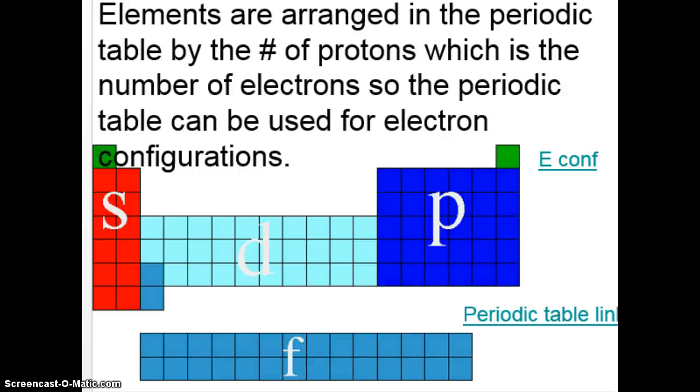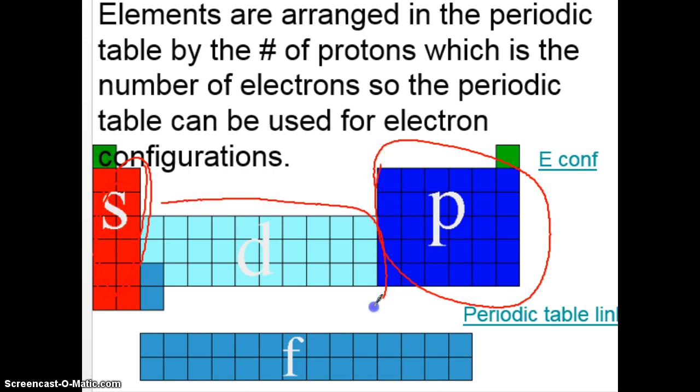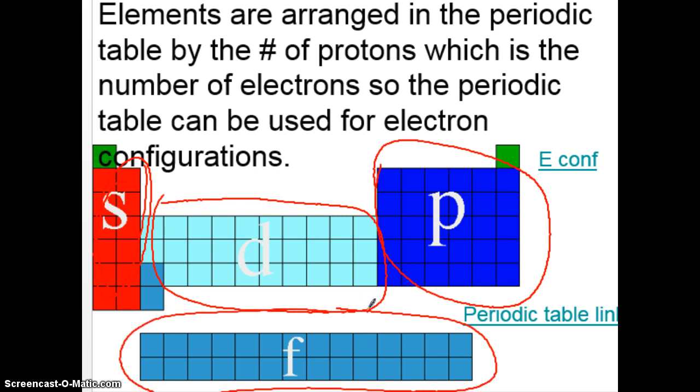So if an element is in the S area, that's over there. The P is over here. That's the primary. D has another shape that I didn't show. It's pretty complex. And then we have the F. So it goes in that order. S, P, D, and F. So those are letters that we're going to use with the electron configuration.